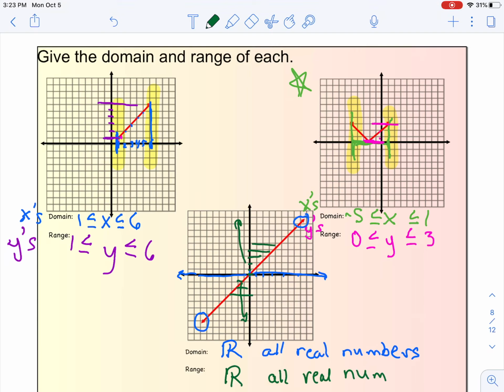And you can use the words, or you can use that symbol, double bar R. So practice these, think of them as horizontal and vertical number lines, and see what values you have in between. But in this case, you keep going in both directions because of that arrow.